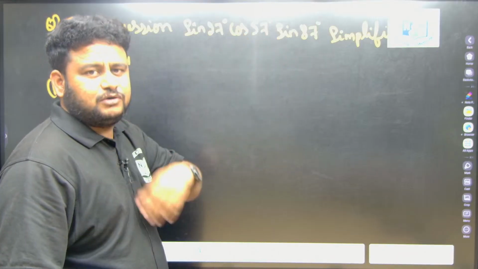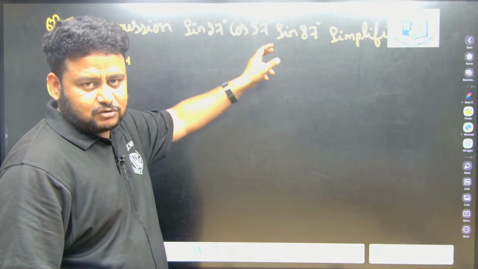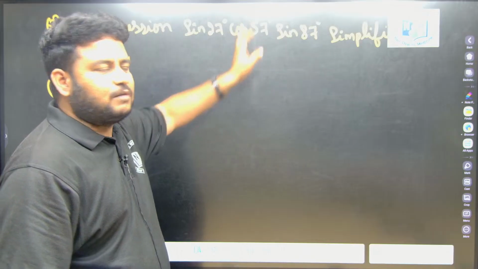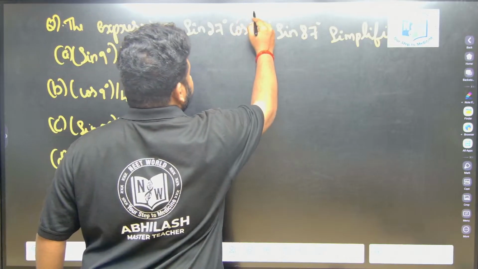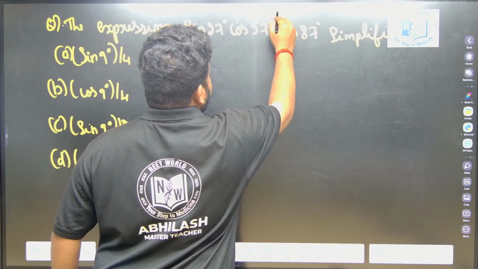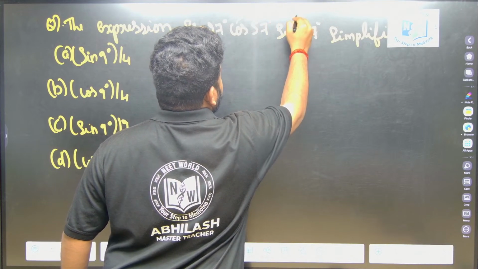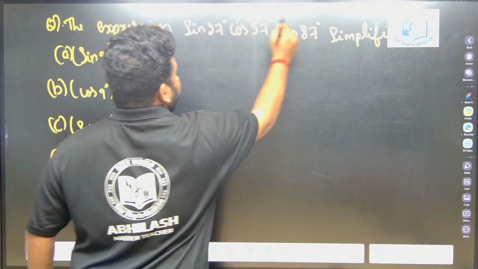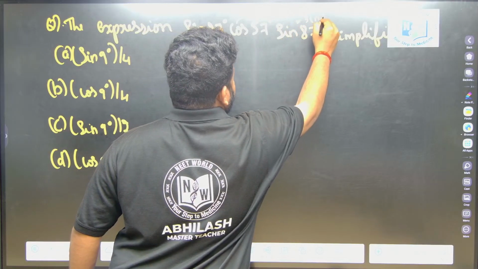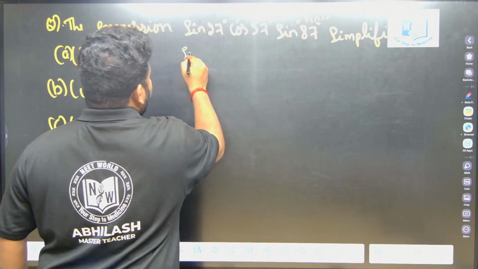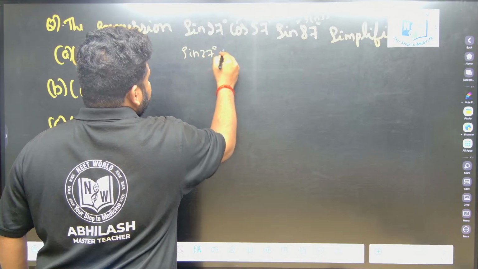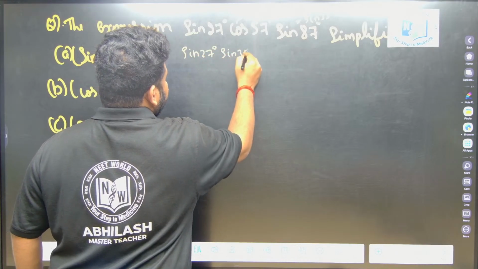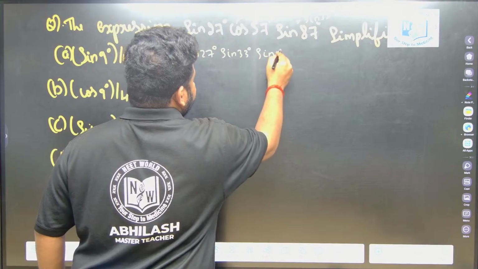What can I do? I told you, whenever you want to convert sin to cos or cos to sin, you use complementary angles. So if I use complementary angles, I can write cos as sin of 90 minus the angle, so this will become sin 33 degree. So this will become sin 27 degree, sin 33 degree, sin 87 degree.